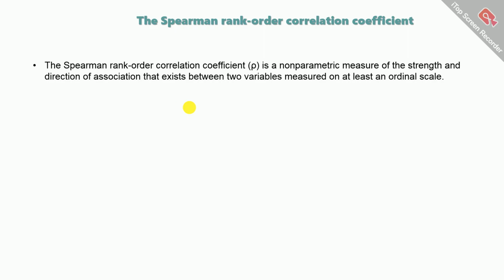Spearman's rank correlation coefficient is shown by the Greek letter pronounced rho, and it is a non-parametric test to measure the strength and direction of association that exists between two variables measured on at least an ordinal scale. It is denoted by rs, that is a correlation coefficient, the Greek letter pronounced rho.